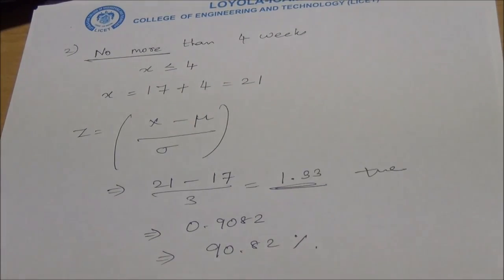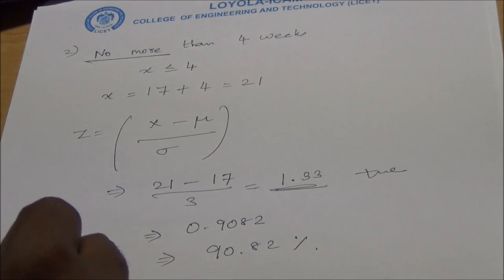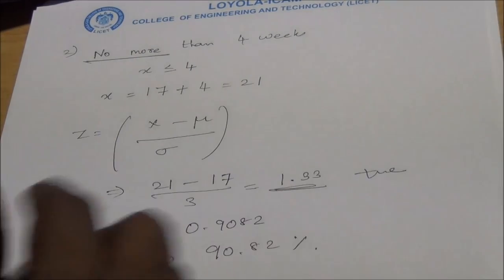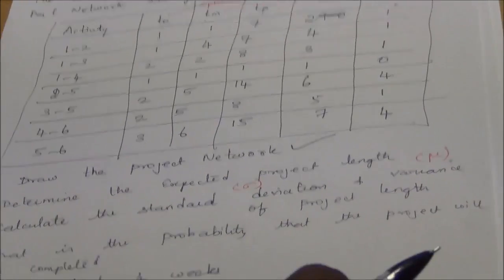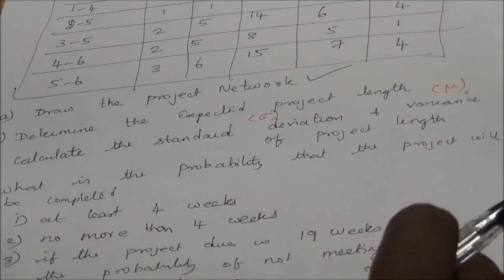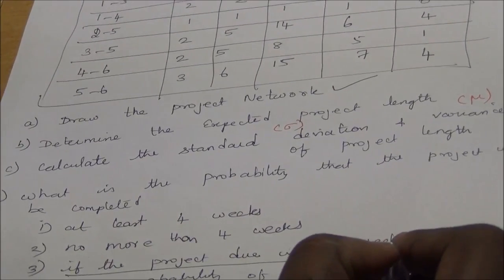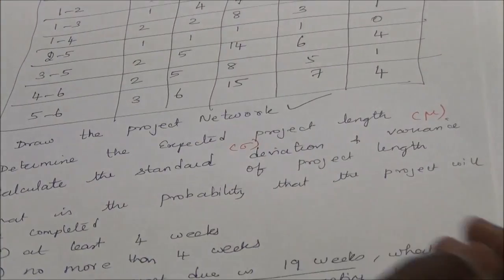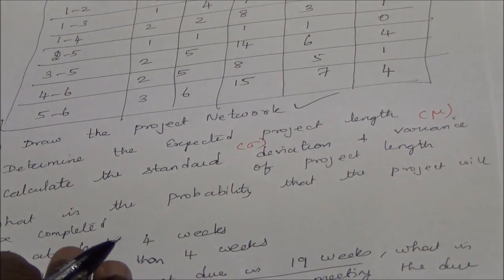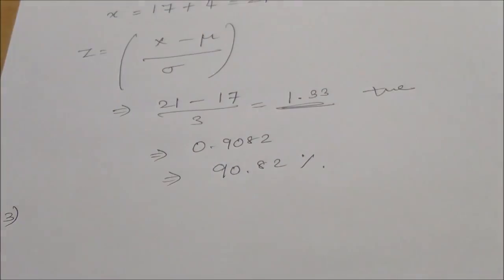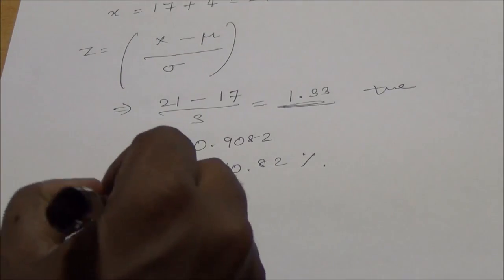And the third one is, what if the project due is 19 weeks, and what is the probability of not meeting the due date? So first we have to calculate the probability of getting the value in 19 weeks, and the total probability is 1. We have to subtract this from 1, and we will get the solution. So here the value of x is given as 19.